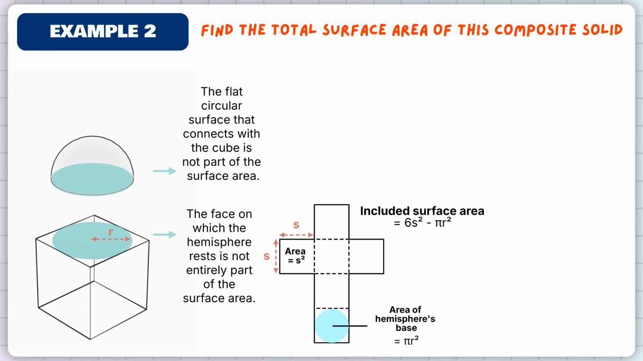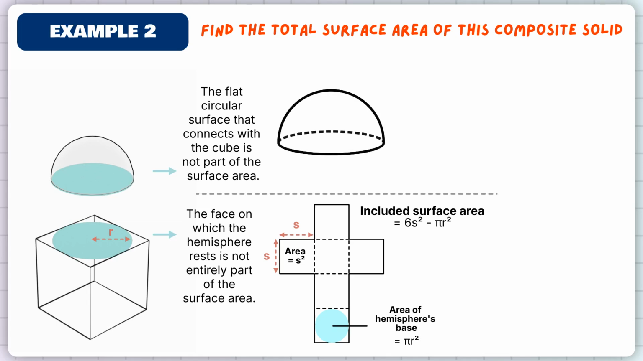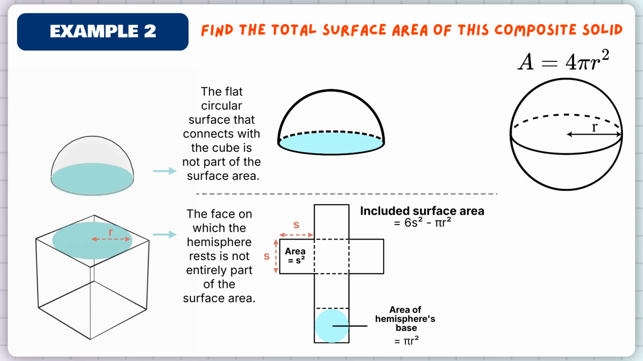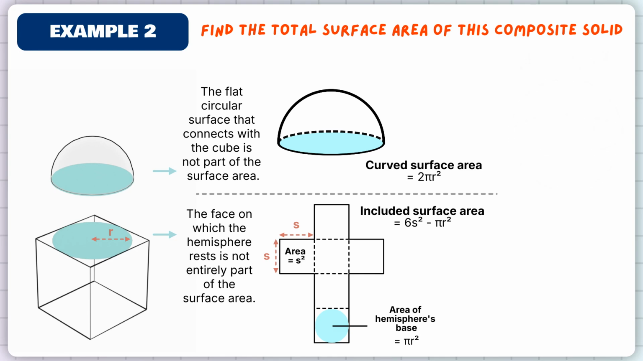Now let's move on to the hemisphere's surface area. A hemisphere comprises a curved surface and a flat circular base. The flat base is covered by the cube, leaving us just the curved surface to calculate. The curved surface area will equal half of the surface area of a sphere. Since the formula for the surface area of a sphere is 4 pi r squared, then the curved surface area of the hemisphere is 2 pi r squared, where r is the radius of the hemisphere.